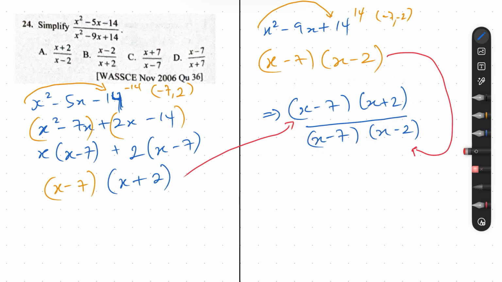But we're not done. We have to simplify further because we have similar things on top and down. We have x minus 7 here and x minus 7 here, so they can cancel out. Cancel x minus 7, x minus 7. What are we left with? We are left with x plus 2 over x minus 2. So that is our answer because we can't do anything anymore. Do we have it? x plus 2 over x minus 2. Yes, it's A. We have it right here.